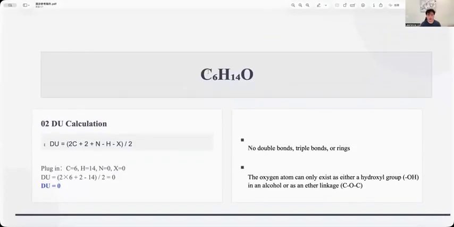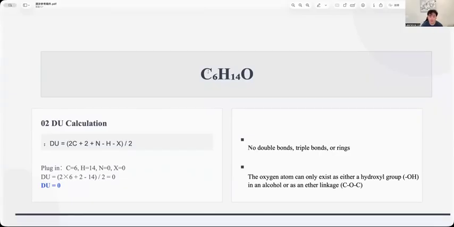Good afternoon, everyone. Today, we'll tackle a classic combined spectral problem. We begin with the fundamental information. The molecular formula, C6H14O. First, we calculate the degree of unsaturation, or DU.